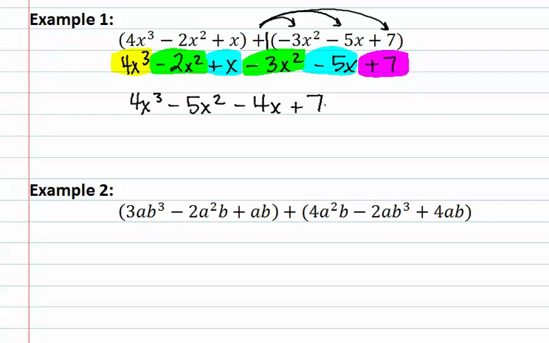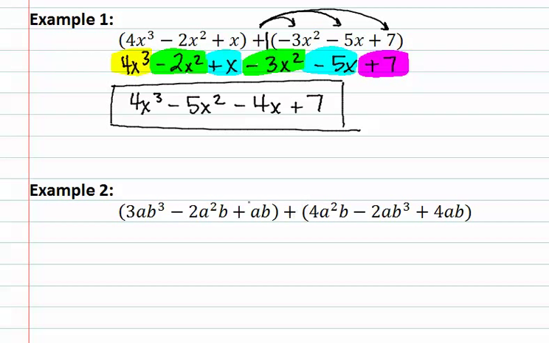Remember, when combining like terms, you do not change any of the variables or exponents, but you merely combine those that are the same. Since none of these terms left has anything the same, they cannot be combined. Remember, like terms are things that have similar variables and exponents. Let's look at example 2.